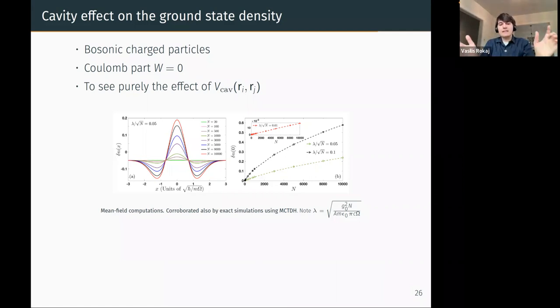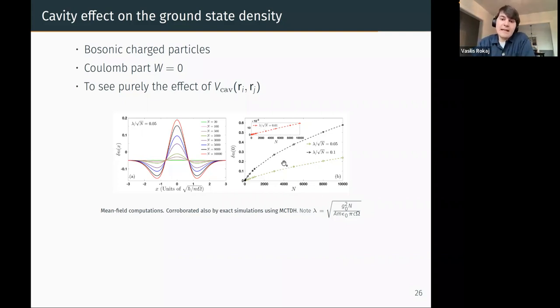So since the density around the origin of the trap increases, it means that the system is actually localizing. We see that the many-body density shows the same type of localization behavior that we saw before for the center of mass, okay? And this is for a particular value of the coupling. So lambda over square root N is a fixed number. It doesn't change as I tune up the particles.